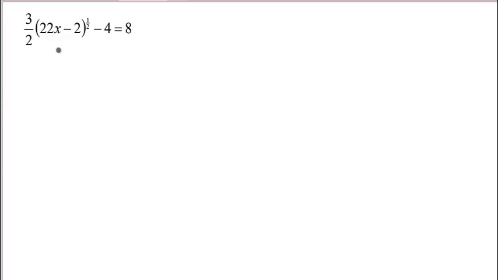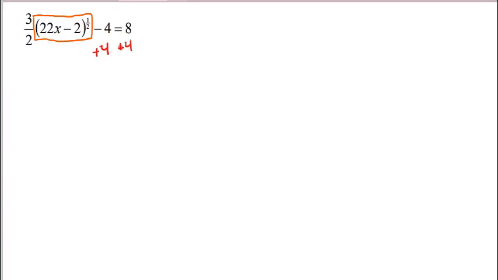Right here we have an equation and we need to solve for x. So now in the middle we have 22x minus 2 to the 1/2 power. To get to that x, we need to isolate all this first. So I'm going to put a box around this. Before we do anything, we need to get that by itself. So that means we have to add 4 to both sides.